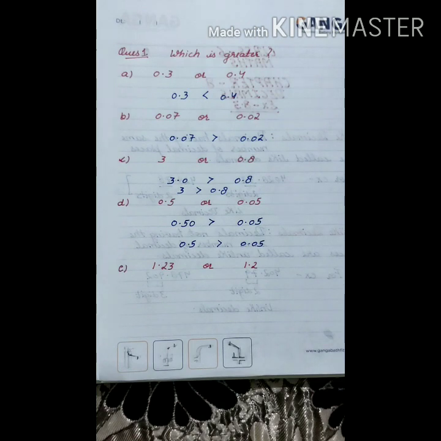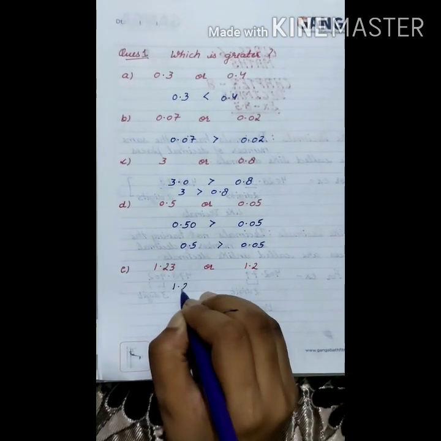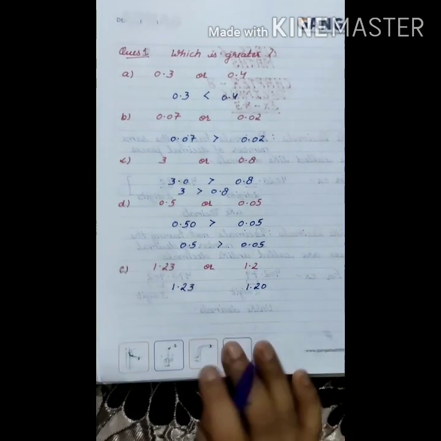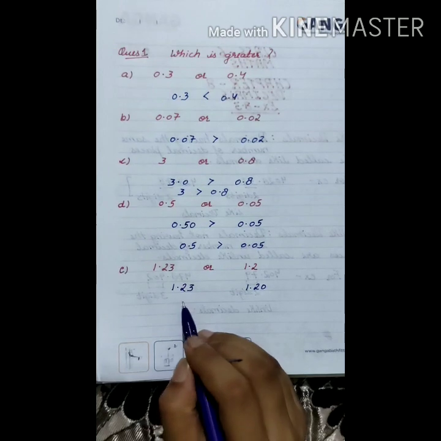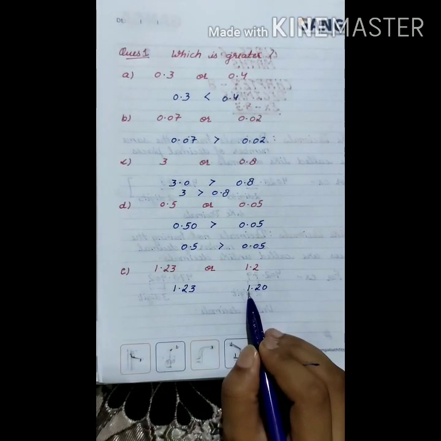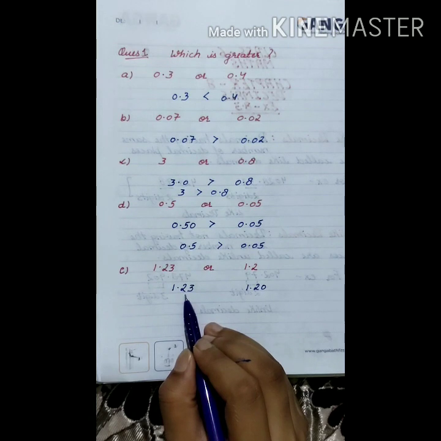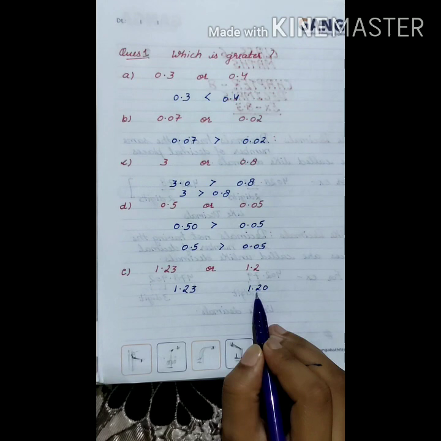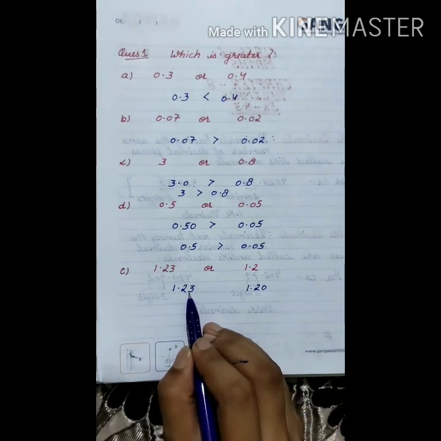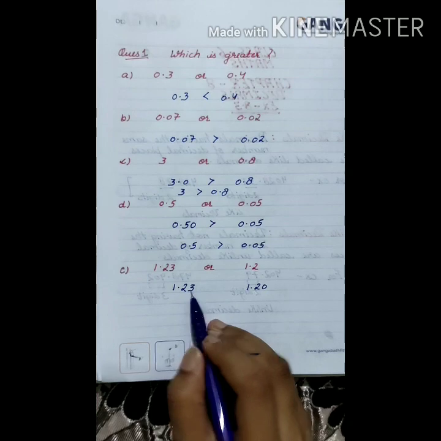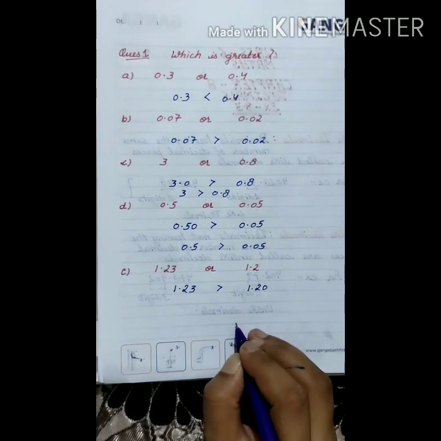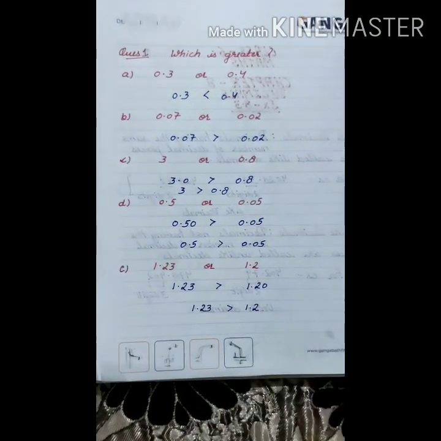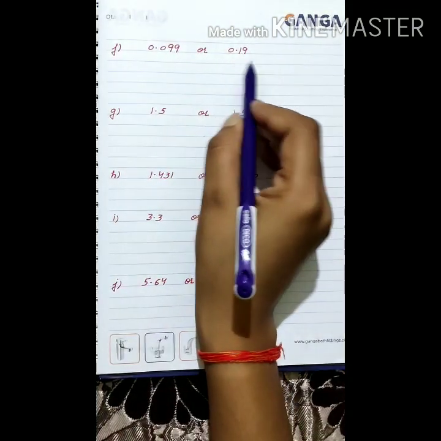E part, 1.23 or 1.2. Firstly, we will convert it into like decimals. For this, we will add 0 in the second decimal number. Now both are like decimals. Now we will compare the whole part. In both decimal numbers, we have the same whole part. Now we will compare the decimal part. Here we have 2 and here we also have 2. That means they are equal. So we will compare the next decimal digit, that is 3 and 0. And 3 is greater than 0, therefore 1.23 is greater than 1.20, or we can say that 1.23 is greater than 1.2.